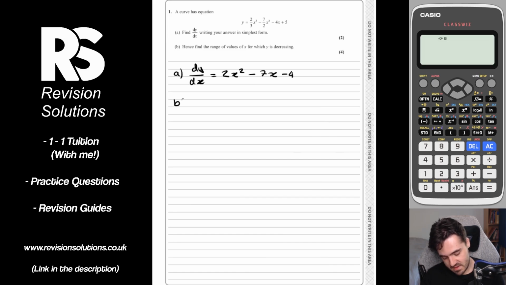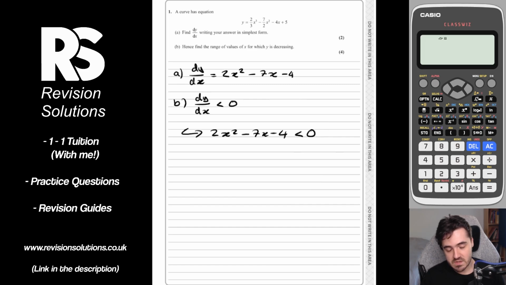Then for part B, it says, hence find the range of values of x for which y is decreasing. Well, the function is decreasing when the derivative is less than 0. So we need to see when our derivative, this quadratic, so 2x squared minus 7x minus 4, is less than 0. To solve a quadratic inequality, I'll always plot the graph.